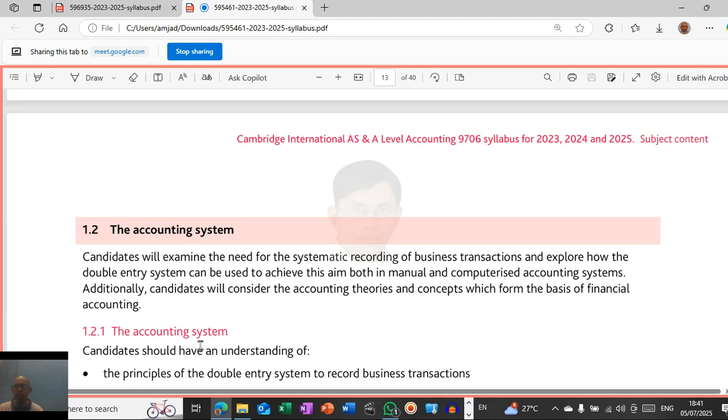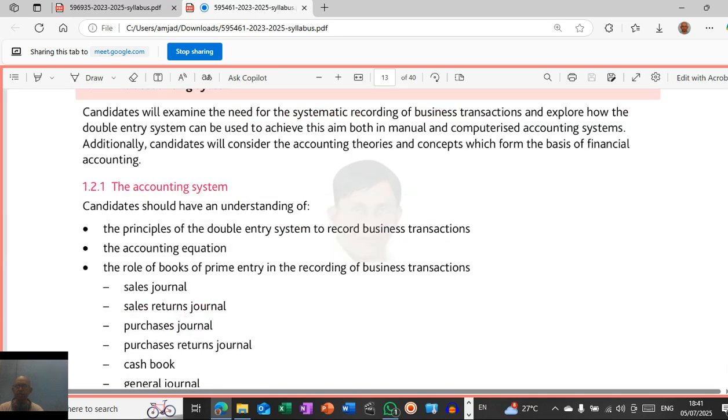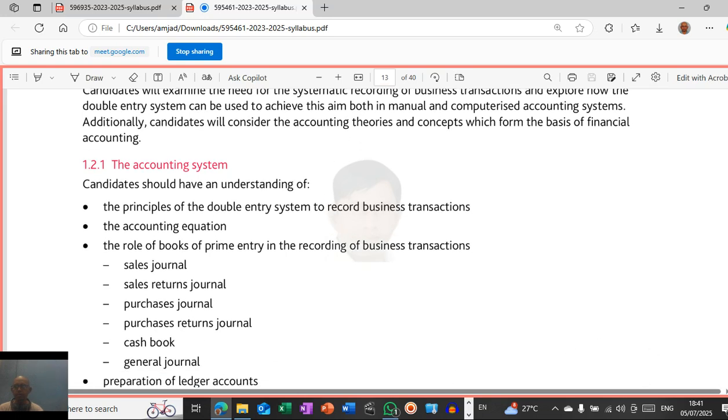In the accounting system, candidates should have an understanding of the principles of the double entry system to record business transactions, the accounting equation, and the role of books of prime entry in the recording of business transactions: sales journal, sales return journal, purchase journal, cash book, general journal, and preparation of ledger accounts.